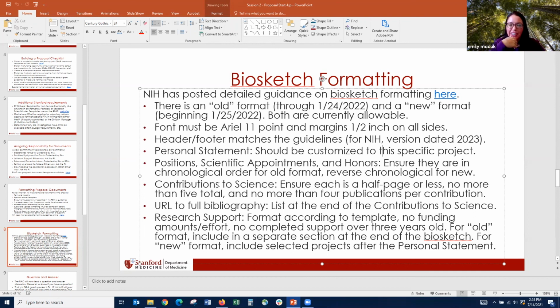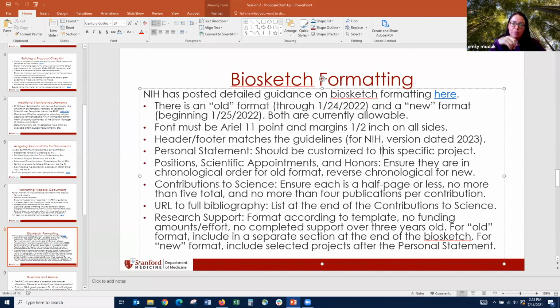The contributions to science section, each of the contributions has to be a 1/2 page or less. You can have no more than 5 total, and no more than 4 publications per contribution. Watch this, because a lot of times folks will have more than 4 publications. And if you don't catch it, RMG will send it back to you and ask you to correct it.